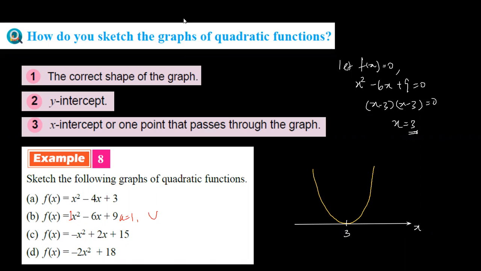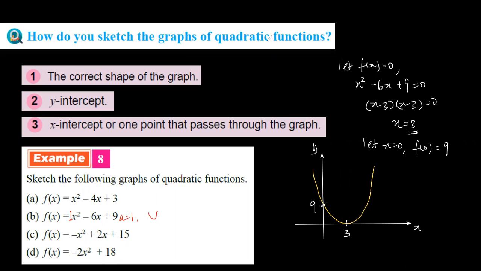And then where is the y-axis? The y-axis is x equal to 0, so before 3. This is the y-axis. Don't forget, we have the y-intercept. So let x equal to 0. f(0), you substitute x by 0, then we have 9. So the y-intercept is 9.